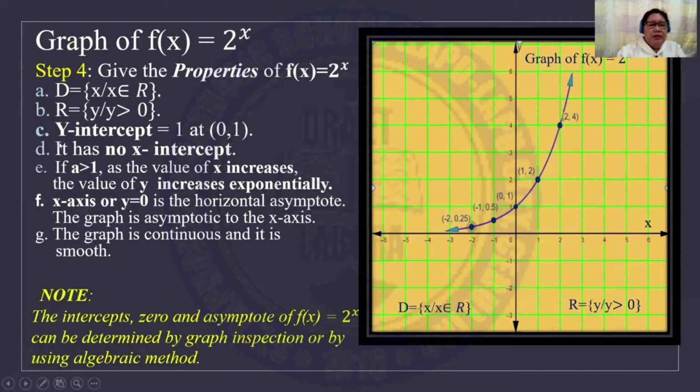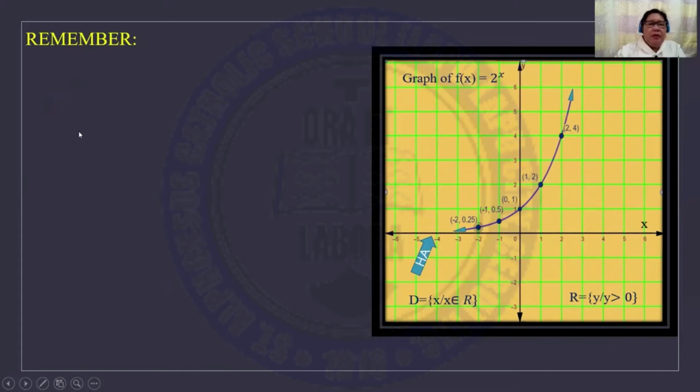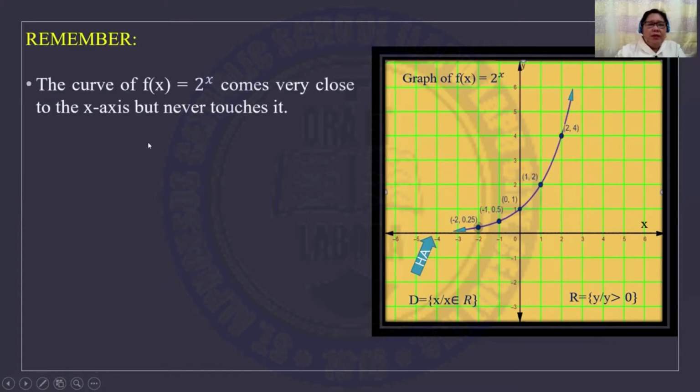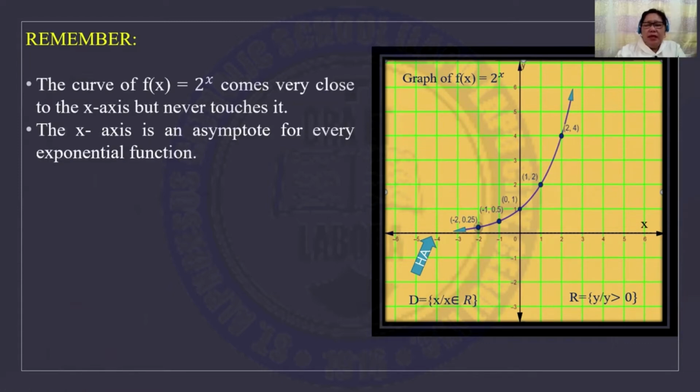And take note, the intercepts, the 0, which is equivalent to the x-intercept, and asymptote of the given function can be determined by graph inspection or by using algebraic method. And remember, the curve of the function 2 raised to x comes very close to the x-axis but never touches it. The x-axis is an asymptote for every exponential function.